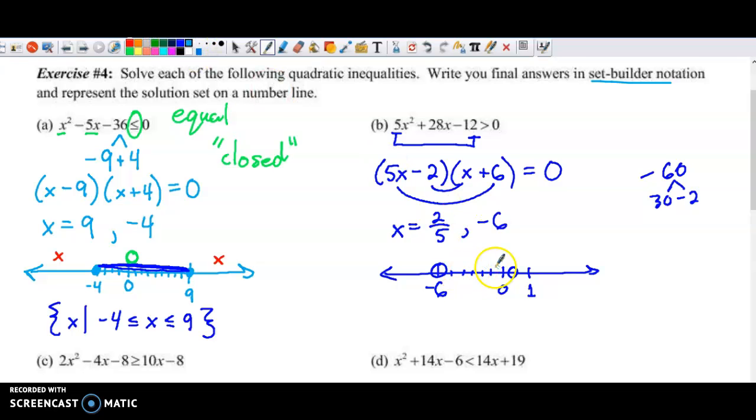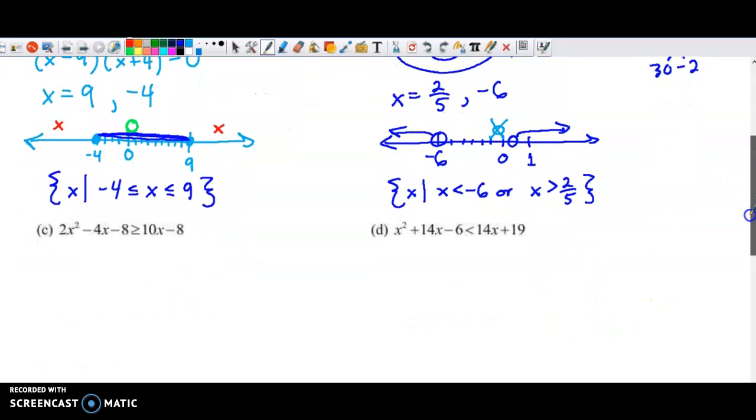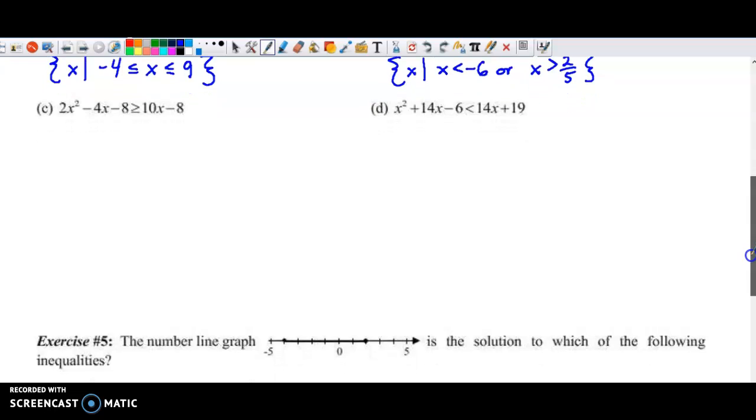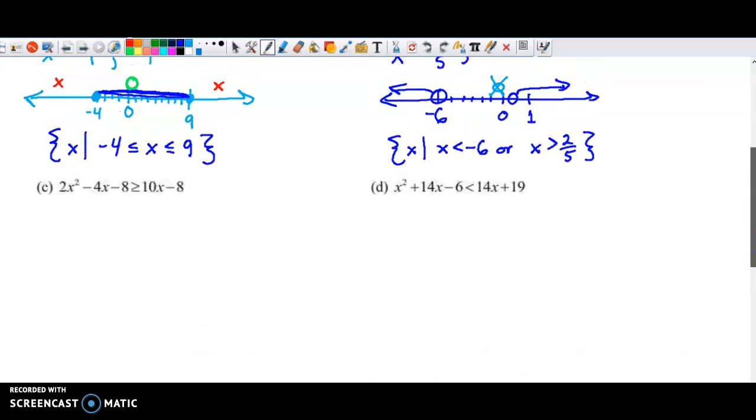And if I were to check 0, because 0 is in the middle, 0 plus 0 minus 12 is negative 12, is not bigger. So we don't want that interval. We want the answers on the outside. So the way we would write our answer is values for x, where x is either smaller than negative 6 or x is bigger than 2/5. Now there are shortcuts to doing this, but I'm always nervous about shortcuts because some people do it wrong.